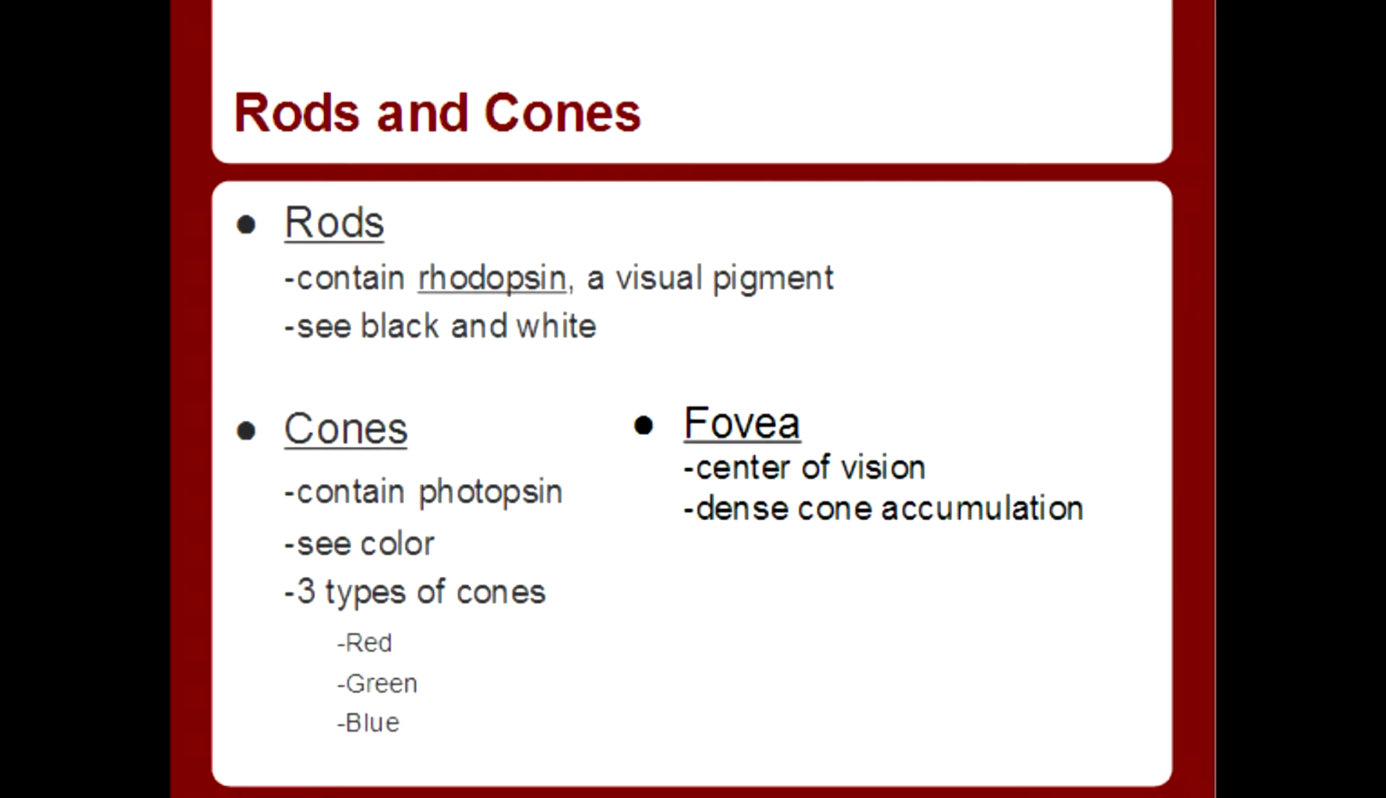Alright, you need to know the difference between rods and cones. Rods contain rhodopsin, and they see in black and white. They register light. Cones contain photopsin, which is a visual pigment, just like rhodopsin, and they see color. And there's 3 different kinds of cones: red cones, green cones, and blue cones, depending on the type of photopsin. And there's the fovea, which is the center of vision, which has a dense cone accumulation. You see the best there. So you see light in cones, and black and white you see in the dark rods.